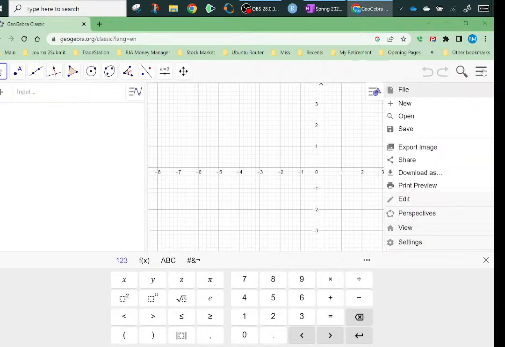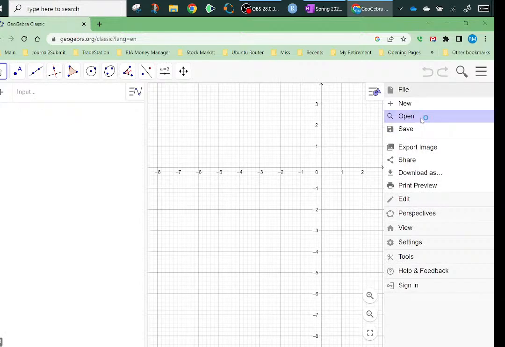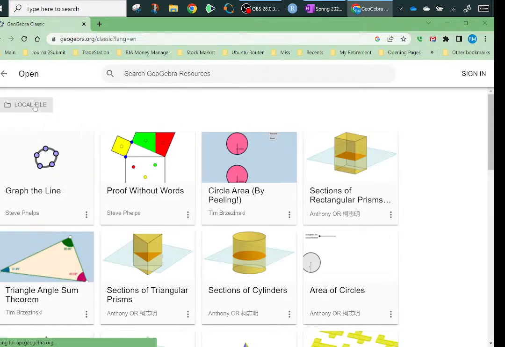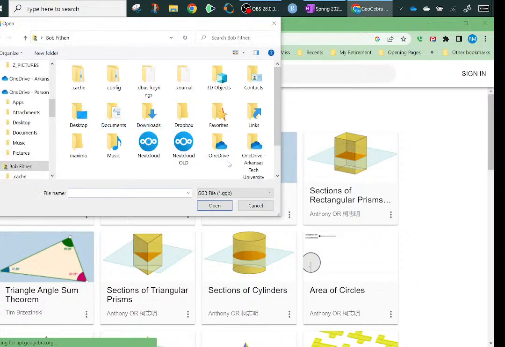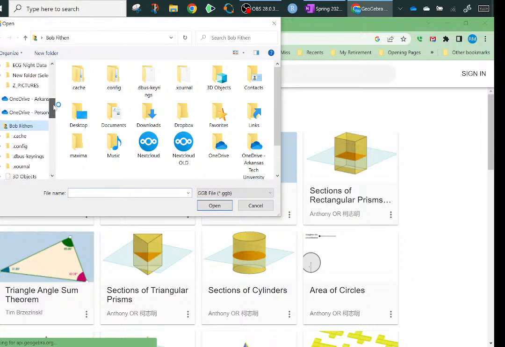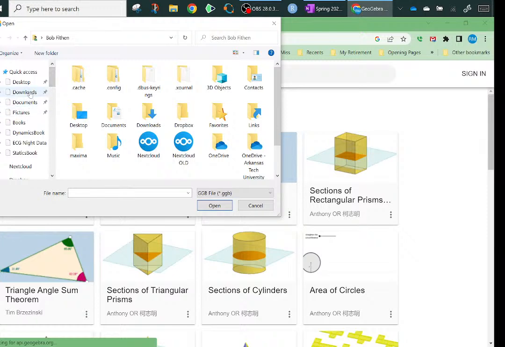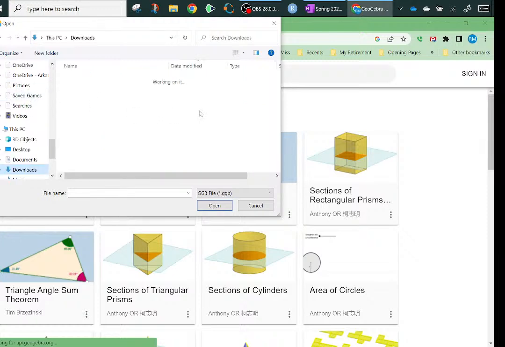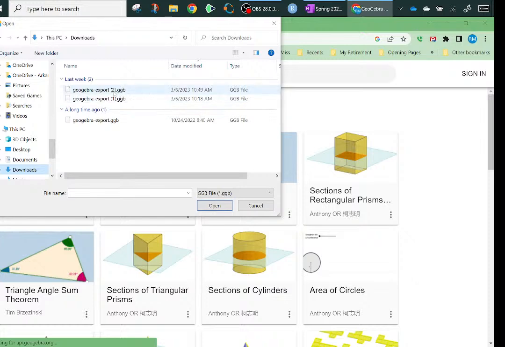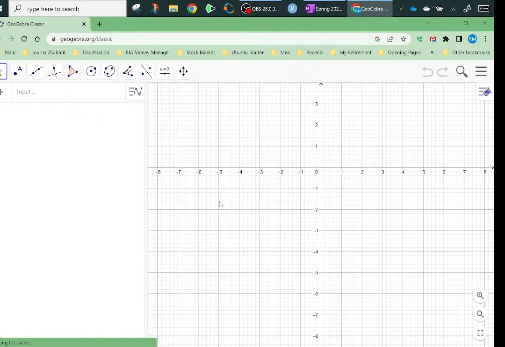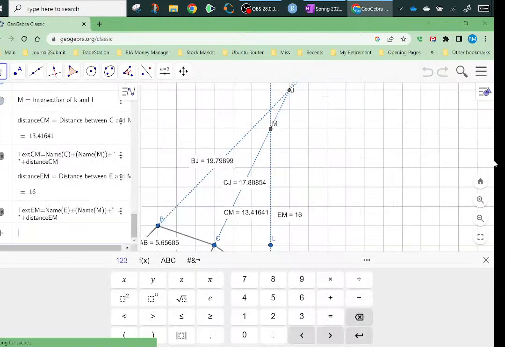Okay, how do you load something? Open. Open a local file. Okay, it's got to be in, where's my downloads? So I'm probably going to waste your time today. Okay, maybe that's it.